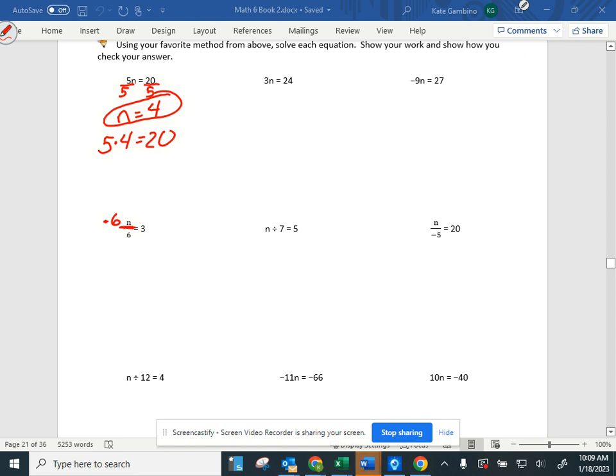So 6n divided by 6. My 6's cancel out, and I'm left with just my n. What I do to one side, I have to do to my other. So I know it's 3 times 6, which is 18. So now I'm going to plug that back into my problem. 18 divided by 6 equals 3. Is that true? Is 18 divided by 6 3? It is. So when I check my work, when I put my answer back in, it should be a true statement.